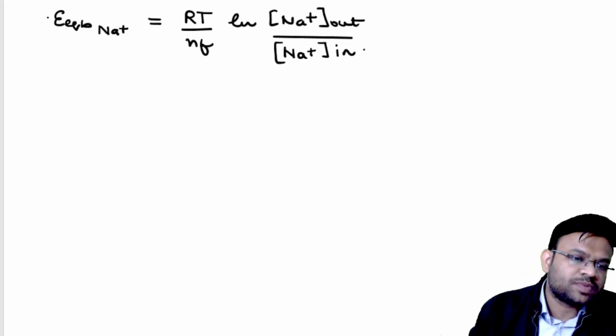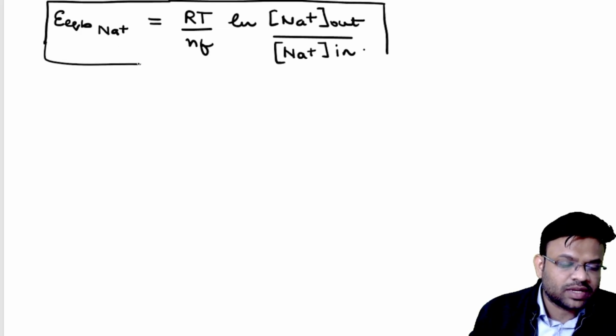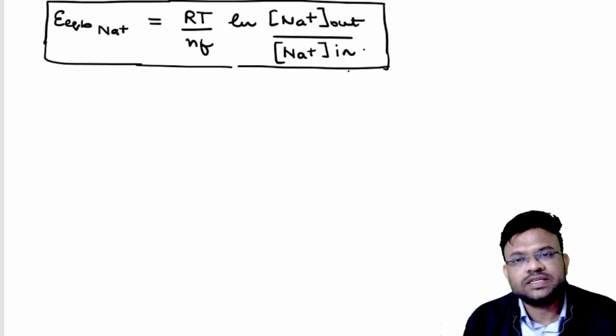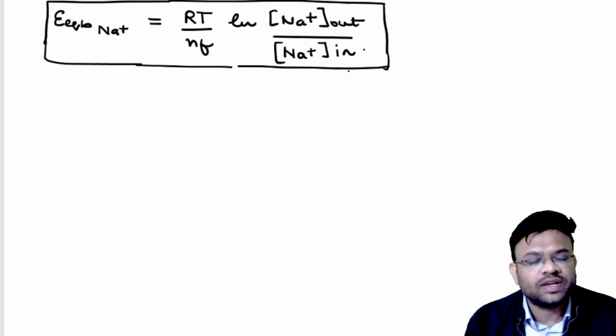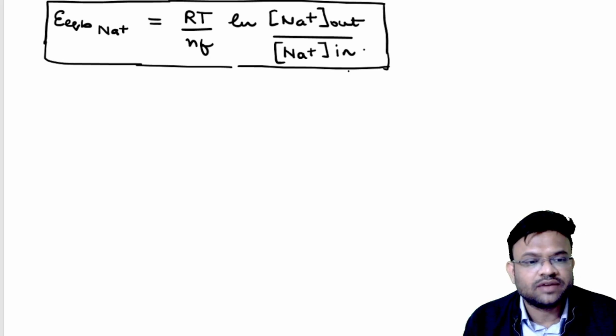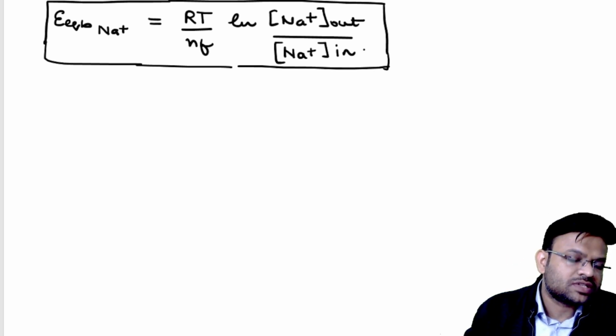Please practice this particular type of question because it has been asked thrice in the previous year GATE biotechnology examinations. R is your gas constant, T is your temperature in Kelvin, N is basically the charge, and F is your Faraday constant, with natural log of Na plus out upon Na plus in. This is the formula. Now let me quickly solve it.